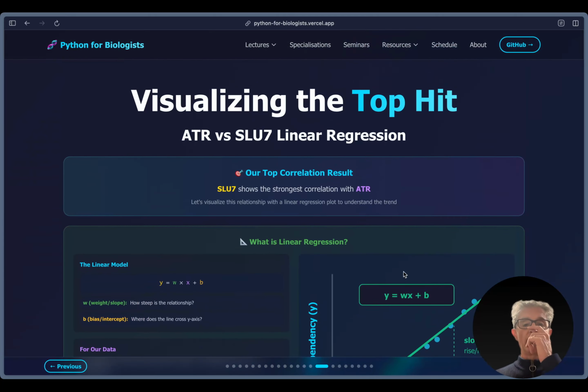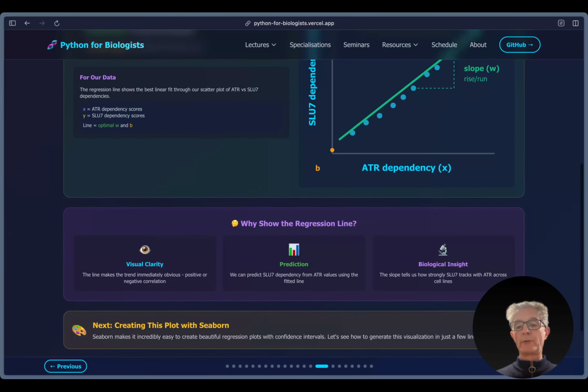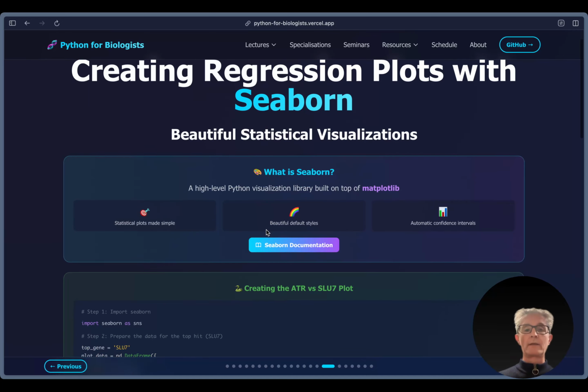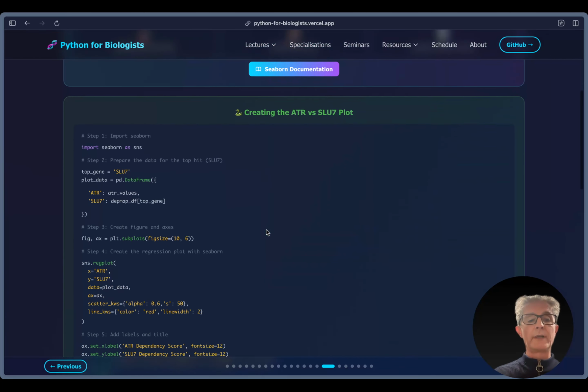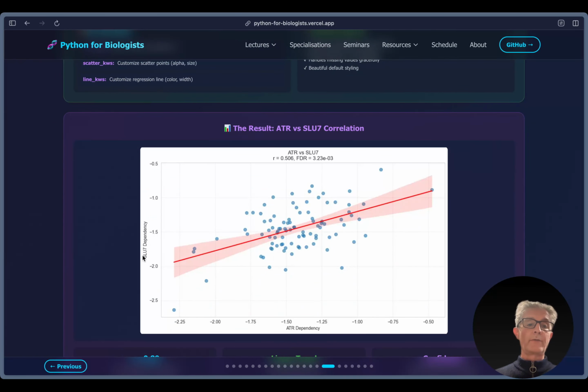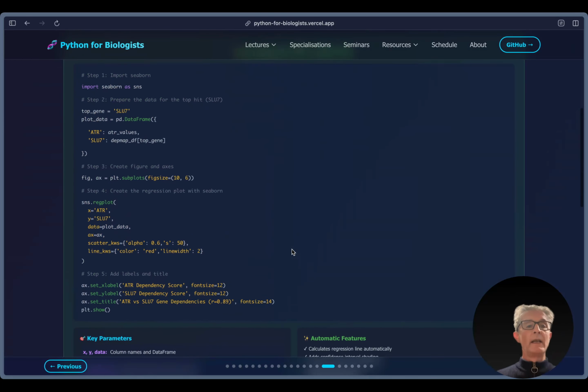But for plotting, what we will do here is use a new library, which already does all the statistical analysis for us, and that's seaborn. And I love seaborn. It's a brilliant top-up of matplotlib. It's worth exploring. We're only using it for this linear regression plot, so if we plot SLU7 against ATR, we're getting a nice model of the linear relationship done for us. We don't need to do anything else. It works like normal matplotlib, so we can use normal matplotlib syntax.